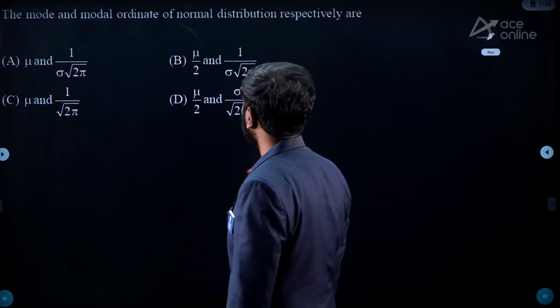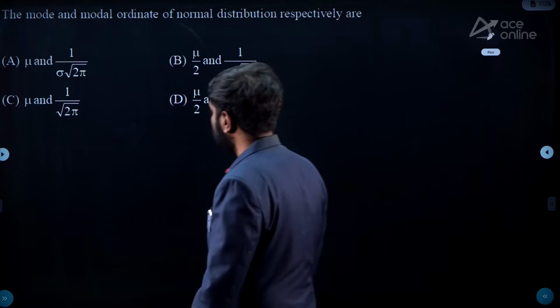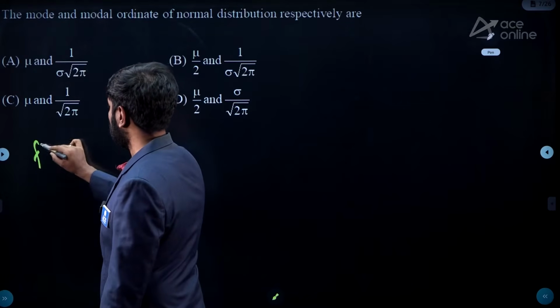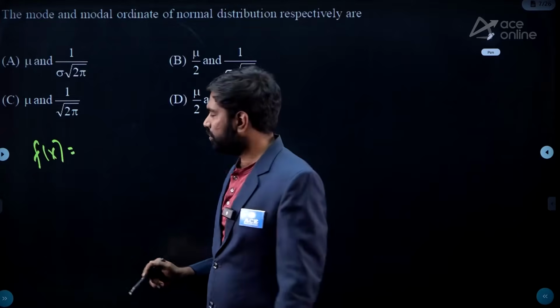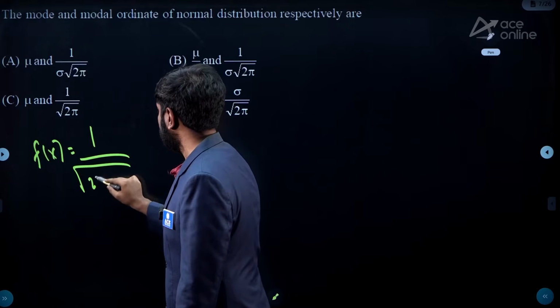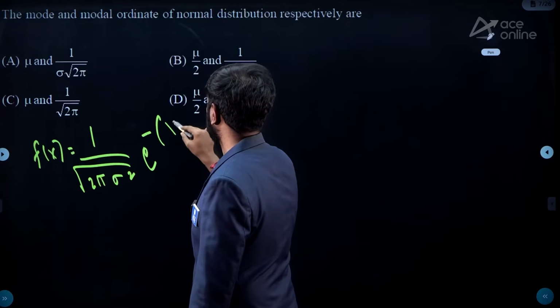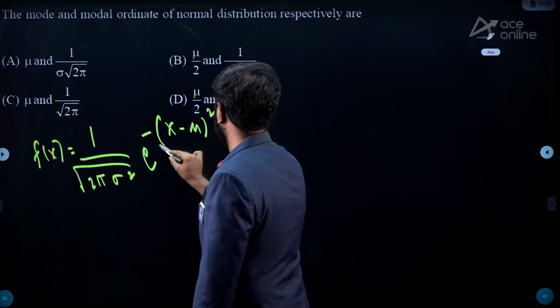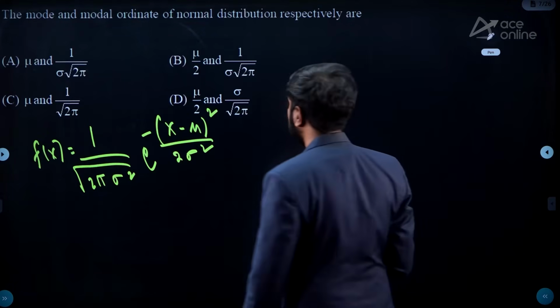The mode and the modal ordinate of a normal distribution, respectively, are. For this, you should know the probability density function of a normal random variable. What is it? It is 1 by root 2 pi sigma square, e power minus of (x minus mu) whole square by 2 sigma square. Let's try to draw the graph of this.